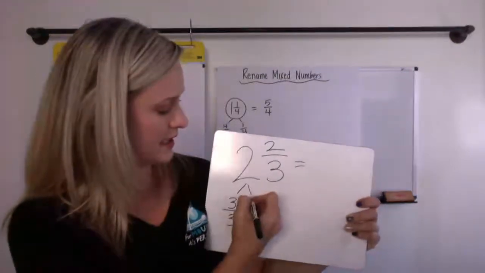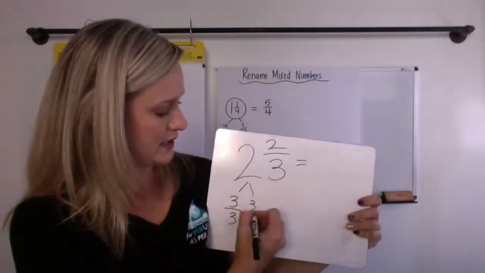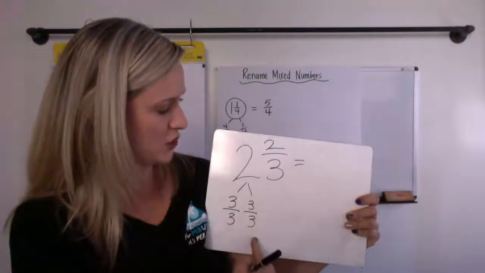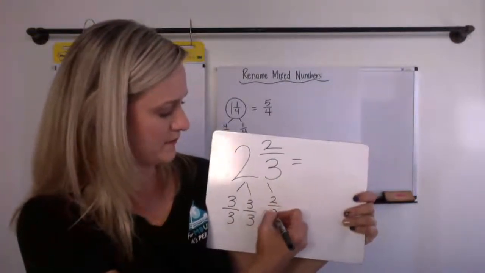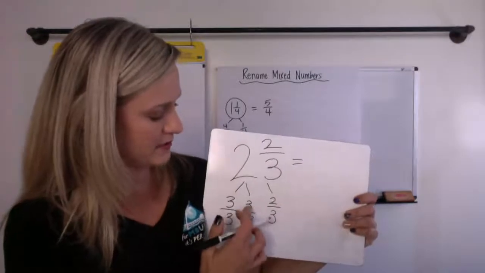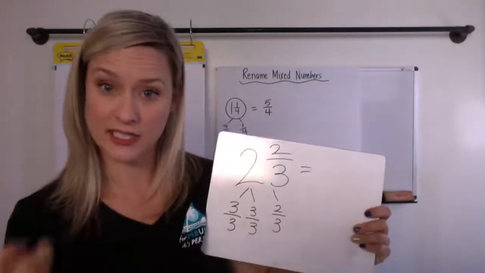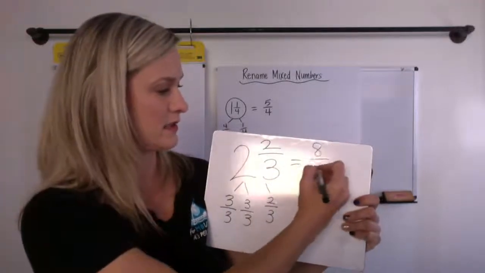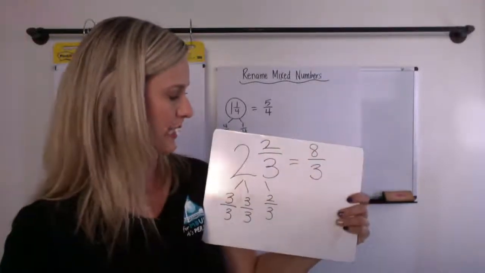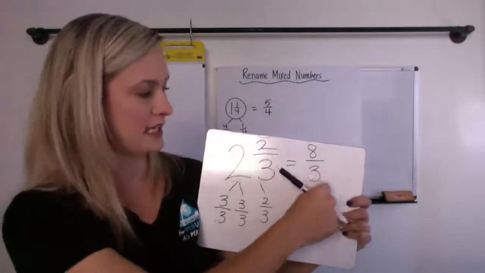3/3, and then that makes 1. And another 3/3 makes 2. And then I have 2/3 already here. So 3/3 plus 3/3 is 6/3. 6/3 plus 2/3 is 8/3. Right? So we can rename 2 2/3 as 8/3.